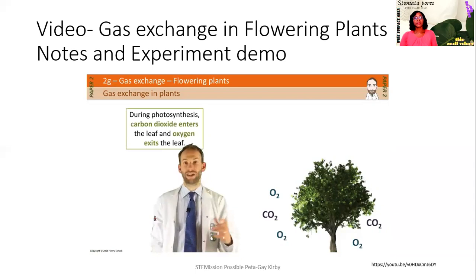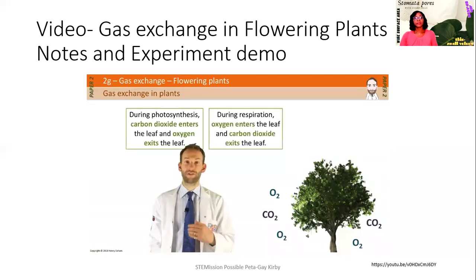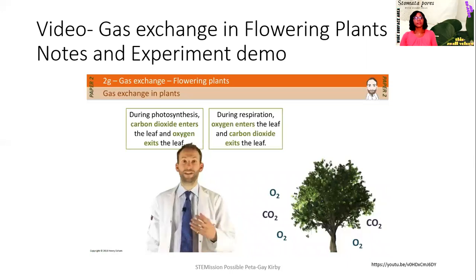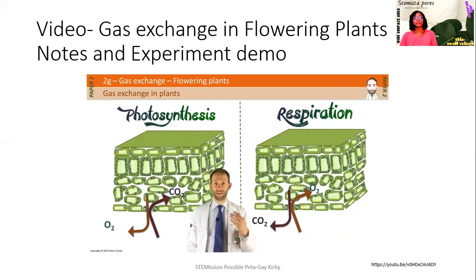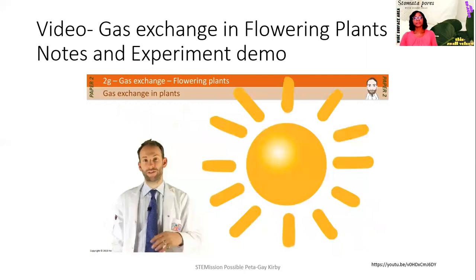during respiration oxygen enters the leaf and carbon dioxide exits the leaf if it's doing more respiration than it is photosynthesis. Now, respiration and photosynthesis are equal and opposite equations, so if they were doing the same amount of each reaction, then there wouldn't be really any gas exchange at all. But that's not the case in plants. What they do is actually respire 24 hours a day, but at a very low level. And then when the sun is out, they do loads and loads of photosynthesis.